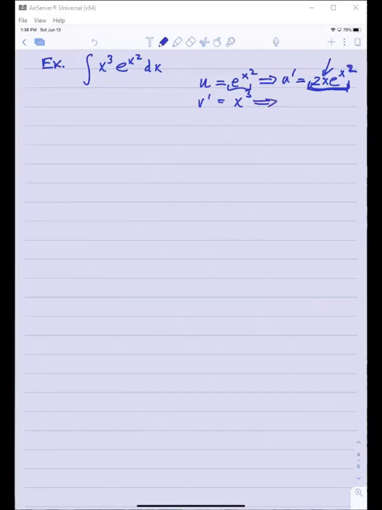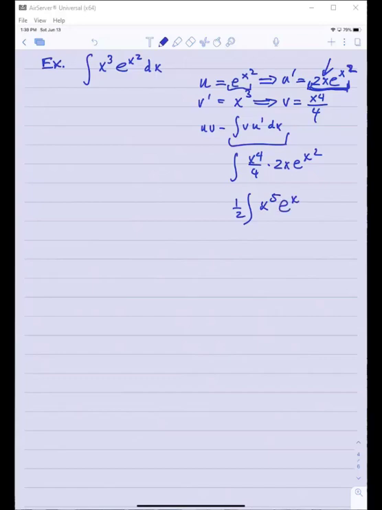But in this case, what happens if v prime is x cubed? Then v is the antiderivative of x cubed, which is x to the fourth over 4. That means in that second part of the integration by parts formula, where you do uv minus the integral of v u prime, what are you going to get for this integral? You're going to have the integral of x to the 4 over 4 times u prime, which is 2x e to the x squared, which means actually I'm going to have 1 half x to the 5th e to the x squared.